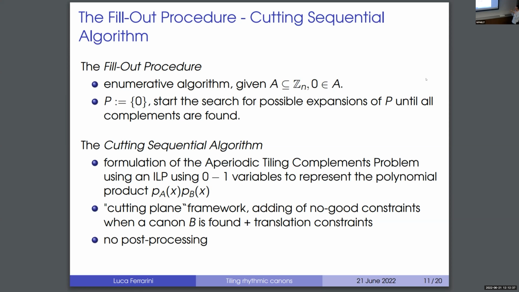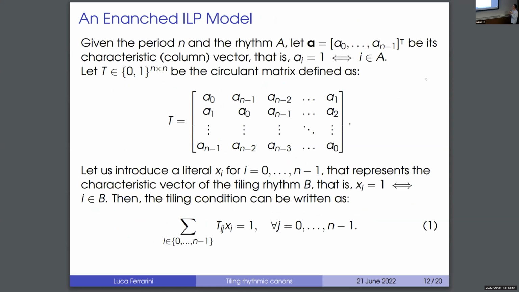And so we have set up a sort of linear constraint to not retrieve this kind of complements in that framework. So this is the main ILP model that we can use. Given a period n and the characteristic rhythm A that is given in that vector here, we can construct the circulant matrix whose columns are the circular shifts of the characteristic vector A in such a way that the tiling condition is fulfilled.